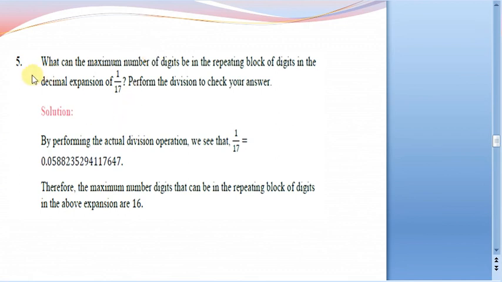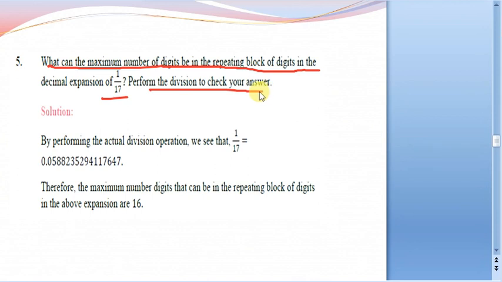So with this, let us move to the fifth question now. What can be the maximum number of digits in the repeating block of decimal expansion of 1 by 17? Perform division to check your answer. That is what the question is asking. So here just perform the division for 17. So 1 is our dividend, and 17 is going to be our divisor, and we just have to perform the division.